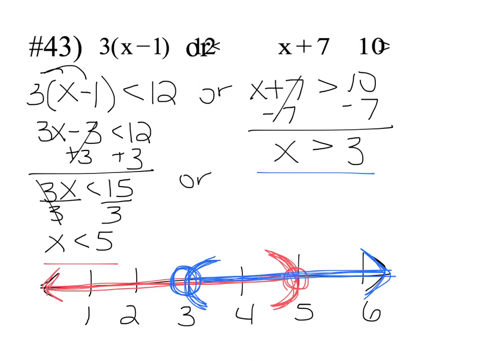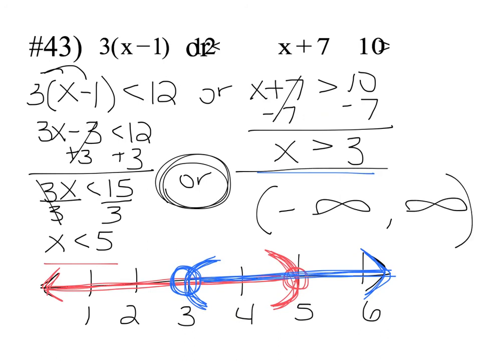If this were an and, we would just be talking about this piece in the middle because that's where the overlap is. However, it's an or. So we're talking about anywhere the graph touches, which guess what? The graph touches everywhere. So this is another negative infinity to positive infinity one. The graph touches everywhere. And you're done.